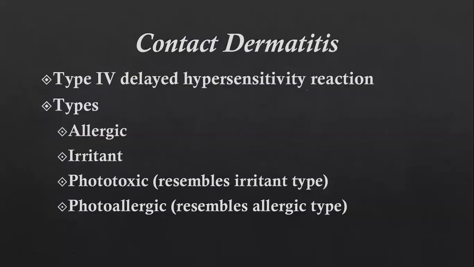All right, so contact dermatitis is a type 4 delayed hypersensitivity reaction, and if you go back and review your notes from Miss Gordon, it'll give you a little bit more in depth on what it is. Now, this is just good food for thought. You've got your allergic, your irritant, and your phototoxic, and the phototoxic and the irritant kind of resemble one another. And then you got your photoallergenic, which resembles the allergic type.